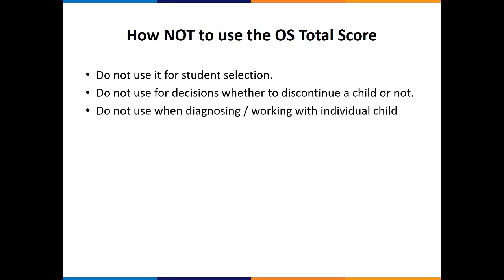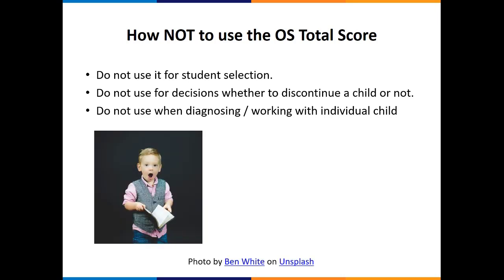And we don't use it when we're diagnosing and working with an individual child. I want to use an example here. So let's all say hello to Enrique. Enrique, hello. This is Enrique's fall total score, a 377. All right, begin diagnosis of Enrique. Very interesting. There's not much we can say about Enrique there. All we have is the OS total score.